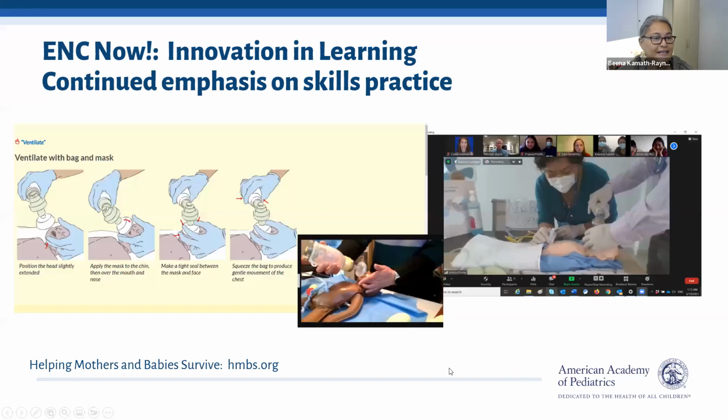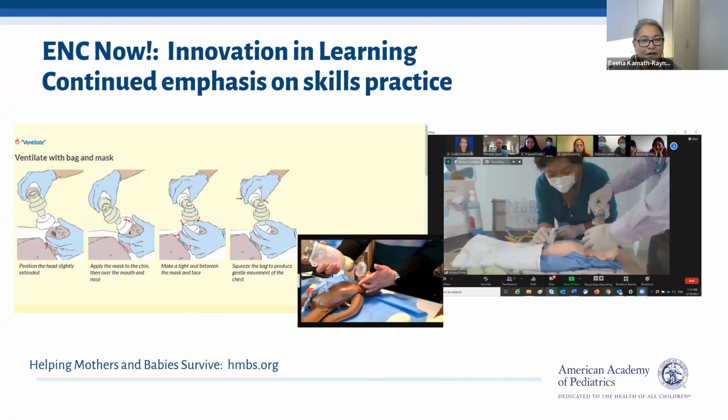So here you can see me using the digital flip chart, and you can see me demonstrating to my learners in Zimbabwe how to do bag mask ventilation. You have to get a little bit used to training virtually, in that you have to know how to position your camera so that the learners can see the movement of the chest as you're bagging the baby.